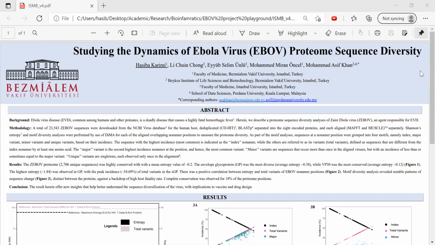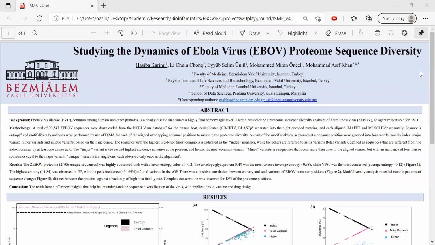My talk is on studying the dynamics of Ebola virus proteome sequence diversity. Ebola virus disease, which is common among humans and other non-human primates, is a deadly disease that causes a highly fatal hemorrhagic fever. It's hemorrhagic because of the clotting problem it causes, leading to internal bleeding. Herein, we describe a proteome sequence diversity analysis of Zaire Ebola virus, or ZEBOV in short, an agent responsible for Ebola virus disease. ZEBOV is the most pathogenic among the identified species of Ebola virus.